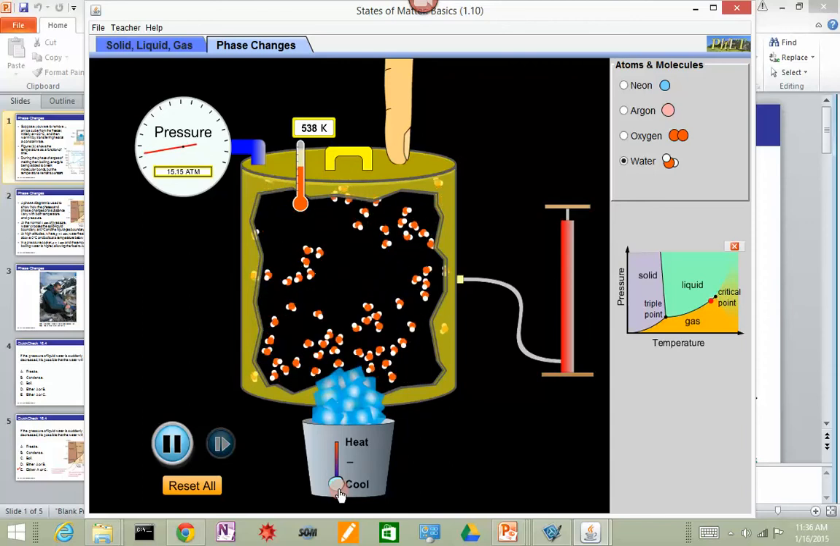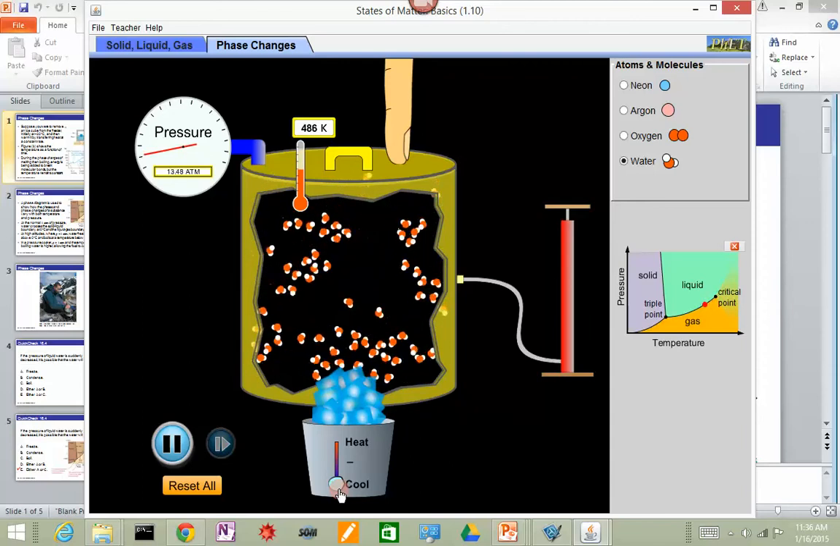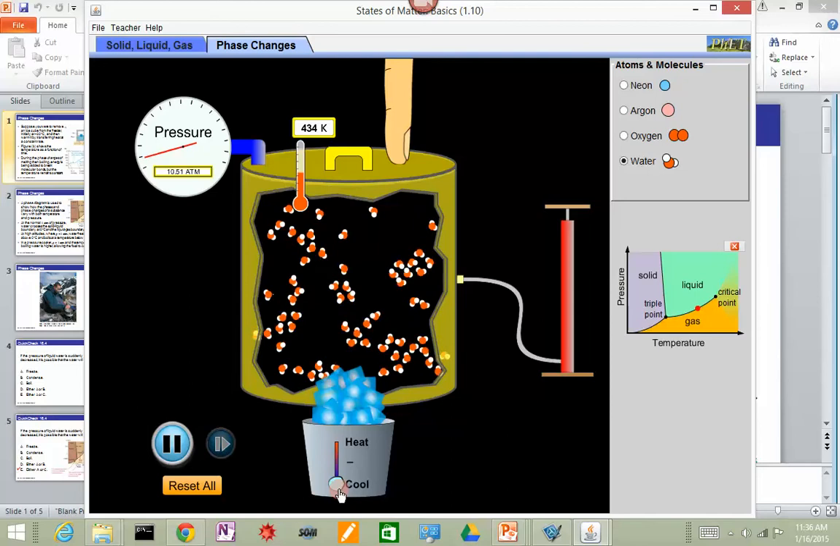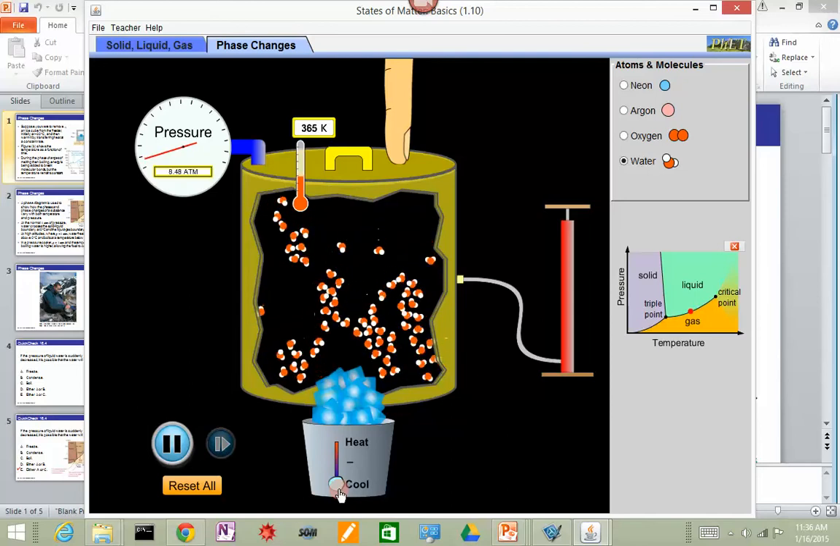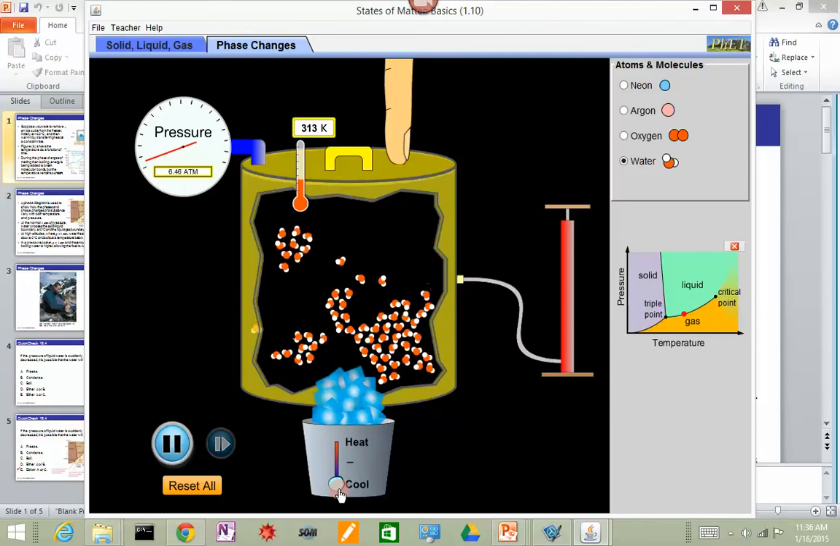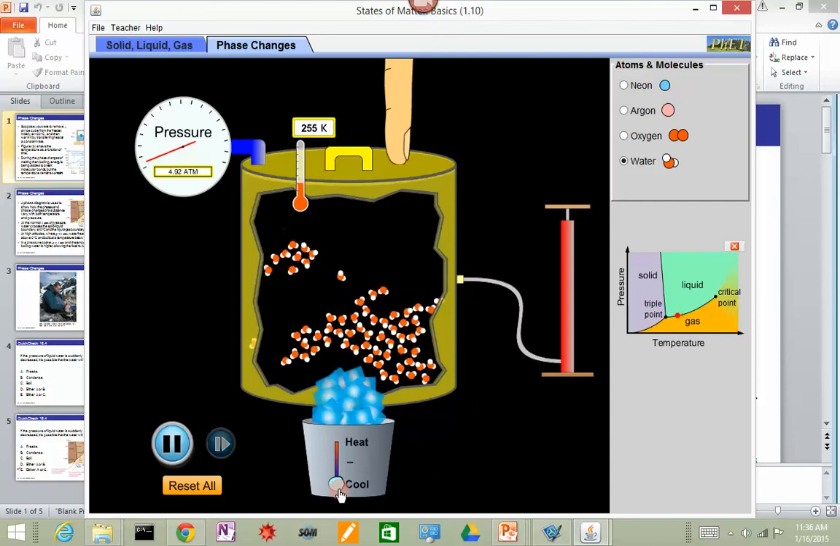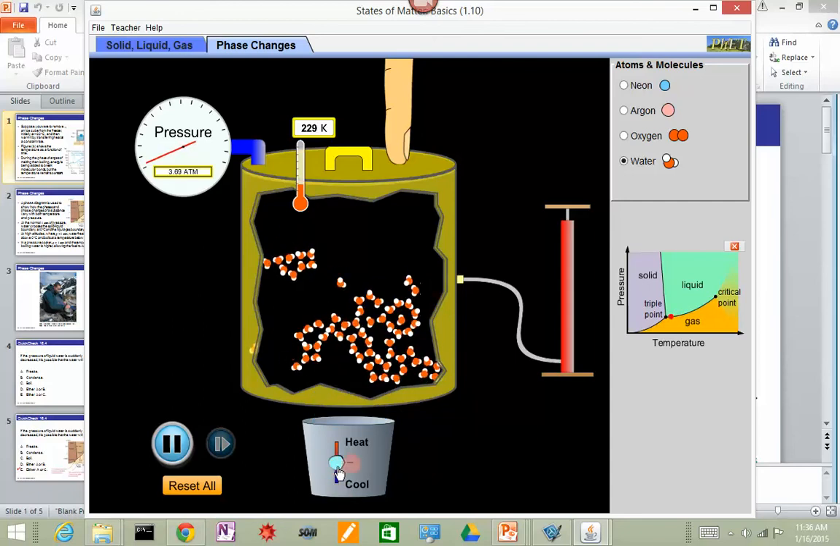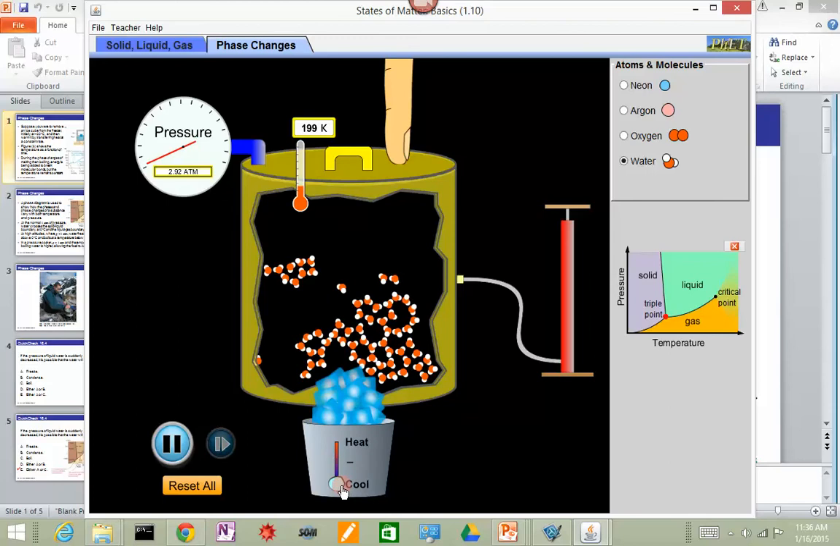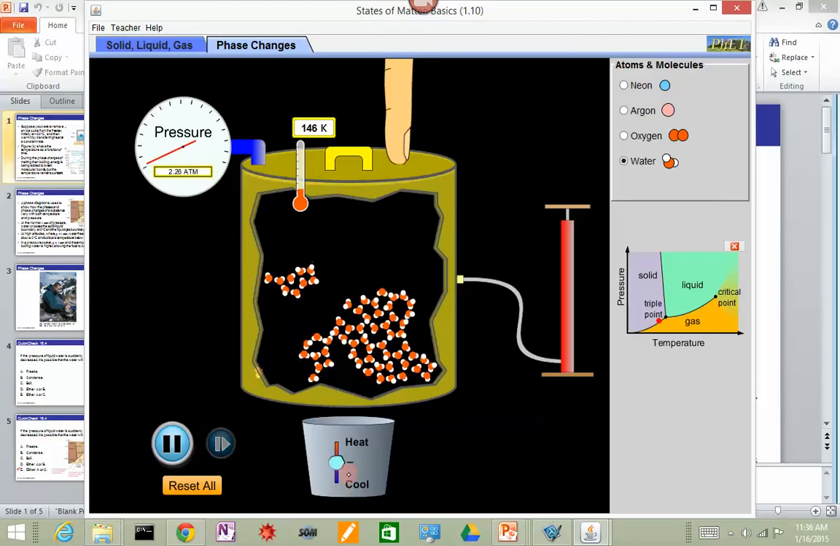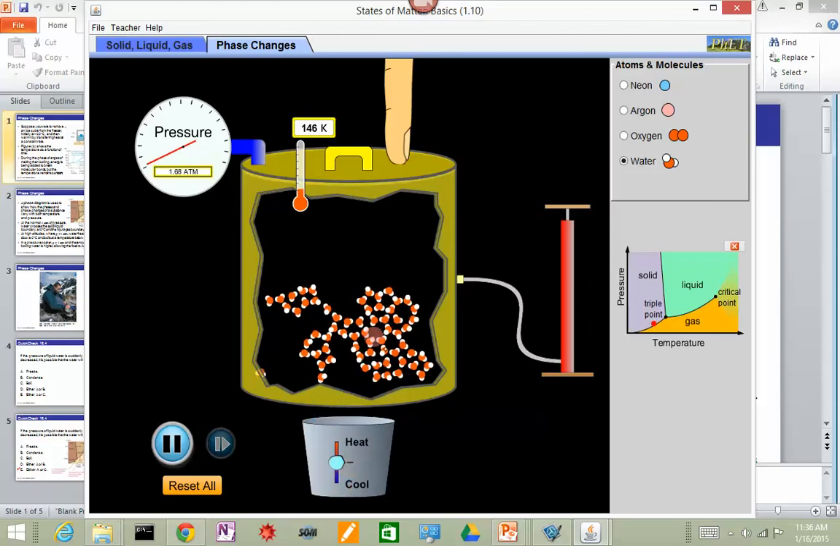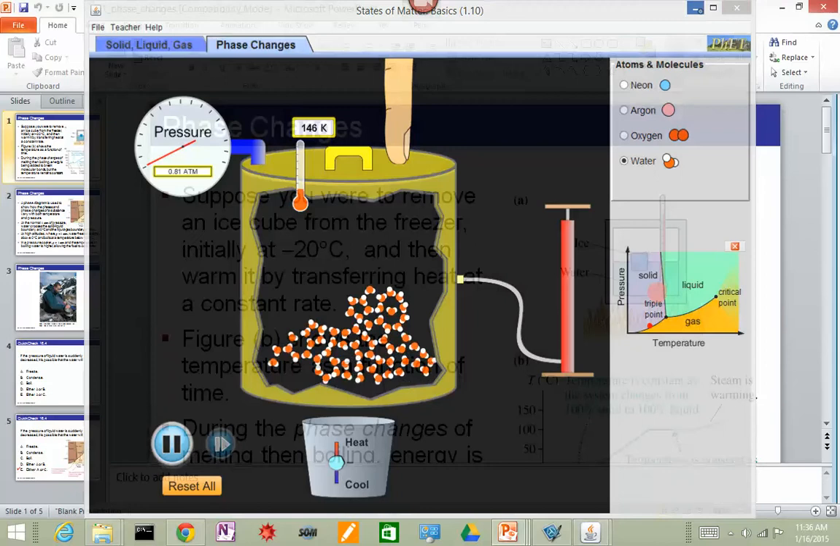So now we are at 500 Kelvin. This is 400 Kelvin, and this is still gas. At 300 Kelvin, now this is a liquid. Okay, this is liquid water. Then we can continue going down, and now you can see ice. They form the structure here. So we are somewhere here in the phase diagram.